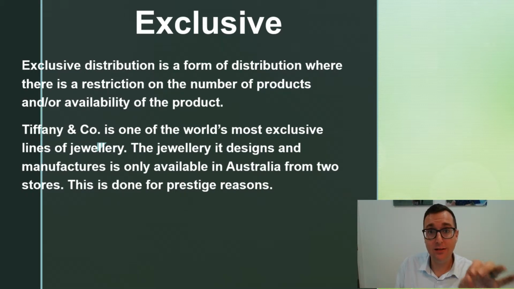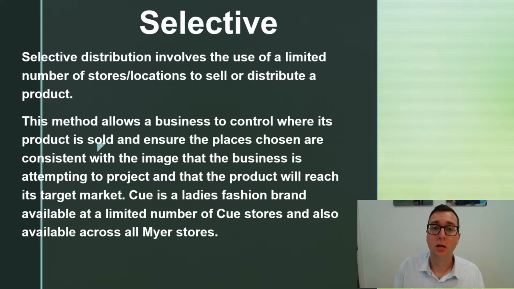And so by limiting the supply of the product, demand and supply, you can up the price, and they try and sell it at very few locations so that demand for the product is greater than the limited supply of the car. And if you know anything about demand and supply, less supply, more demand, price goes up. So that's that use of that strategy. Selective distribution's in between. It involves the use of a limited number of stores or locations to sell or distribute a product, but a reasonable amount, not like one or two.